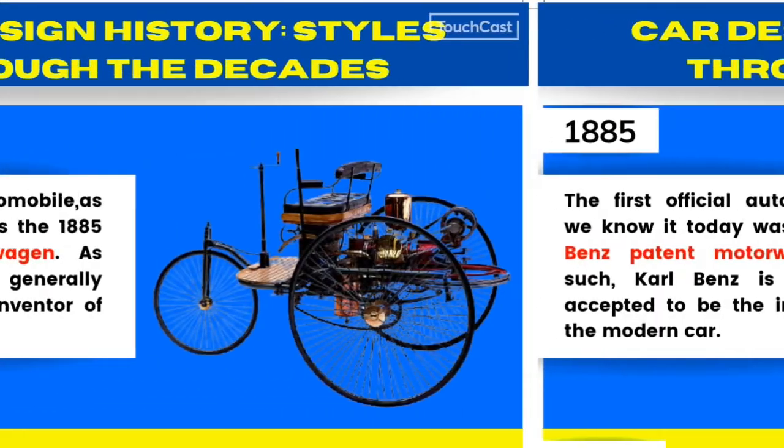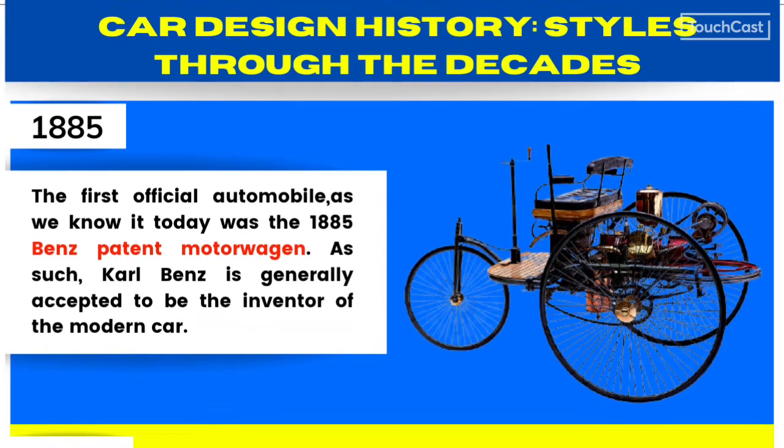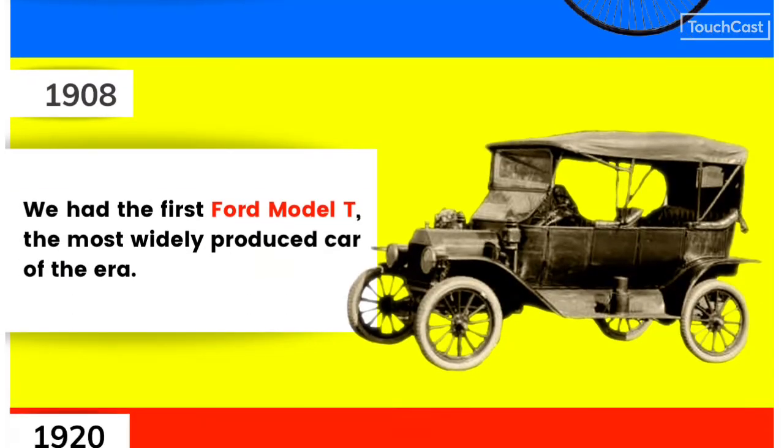Now we move to the history. Car design history starts through the decades. In 1885, the first official automobile as we know it today was the 1885 Benz Patent Motor Wagon. As such, Karl Benz is generally accepted to be the inventor of the modern car. After that, 1908, we had the first Ford Model T, the most widely produced car of the era.